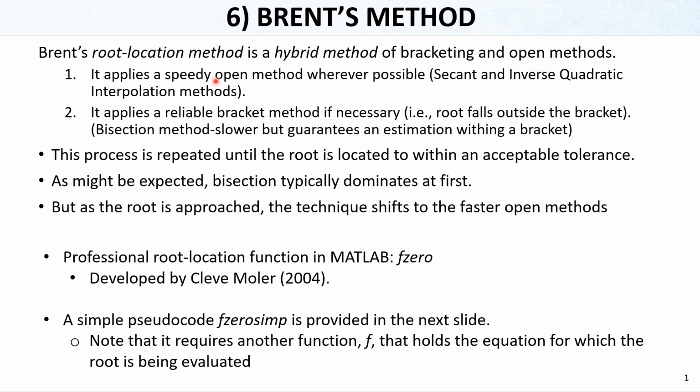So basically, it applies a speedy open method wherever possible, secant or inverse quadratic, and applies a reliable bracketing method where necessary, when the root falls outside the bracket. The bisection here is the key, because that always finds a root, but it's slower. That's why it is preferred in cases where the root falls outside the bracket. It guarantees an estimation, so we will use this reliable bracketing method as well. These will be used in an order to decide the root value.